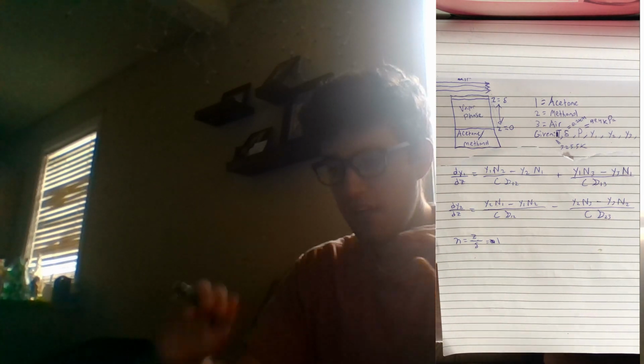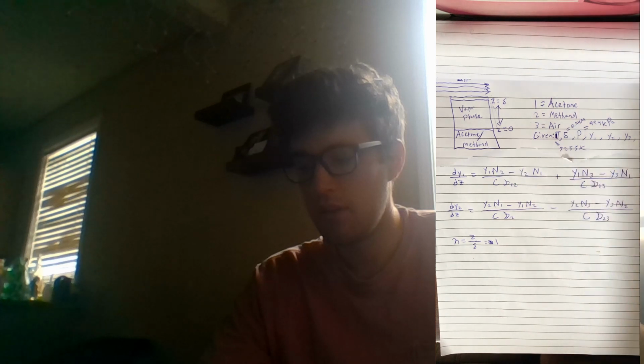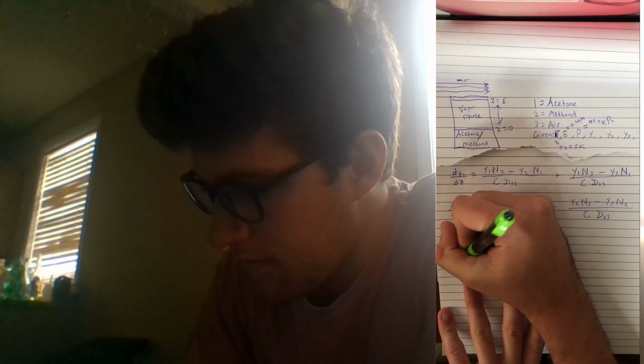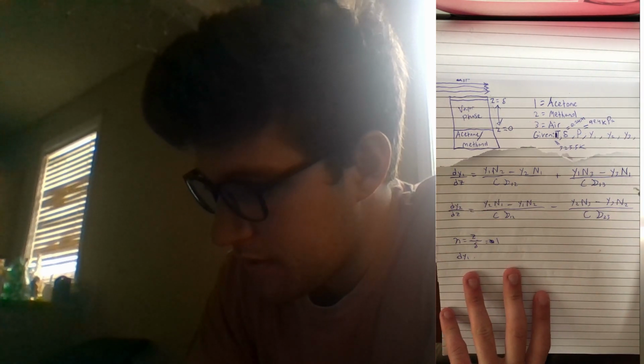First, let's put all of our variables in terms of eta instead of z, because now we have it scaled from 0 to 1. If we do that, we have the derivative of the mole fraction of acetone with respect to eta.